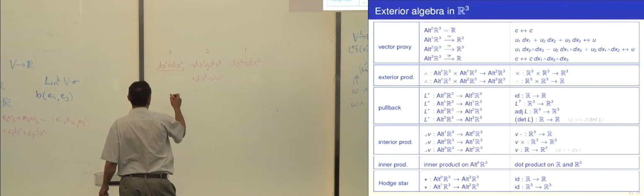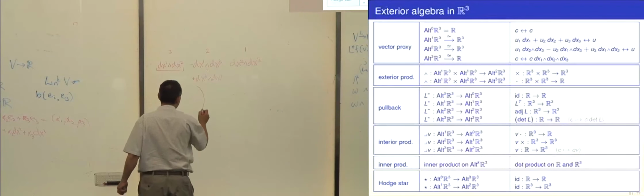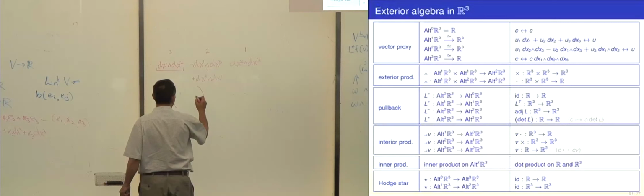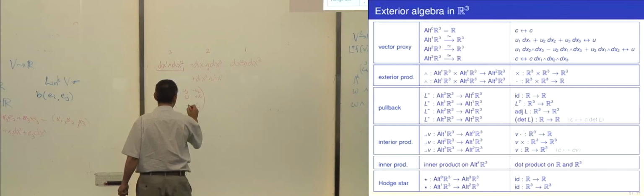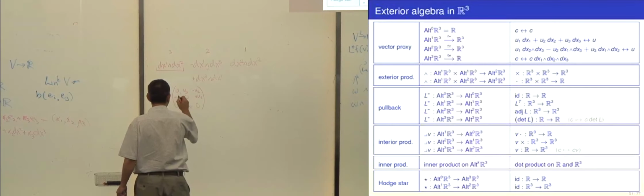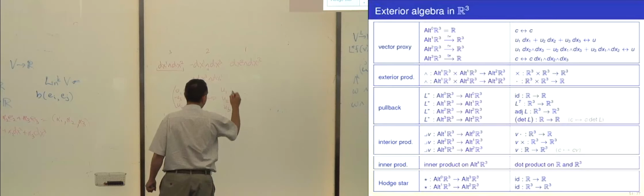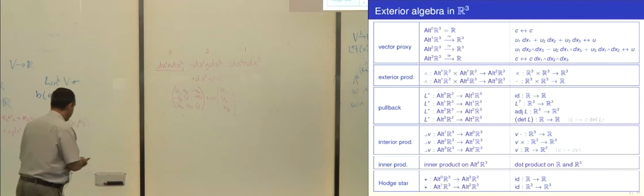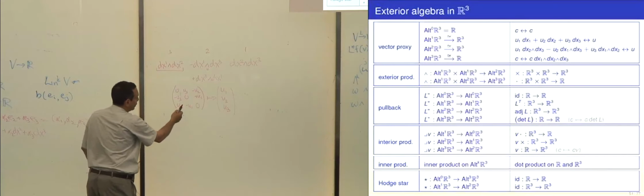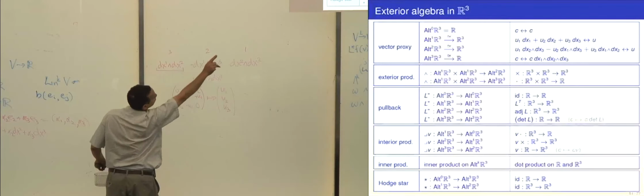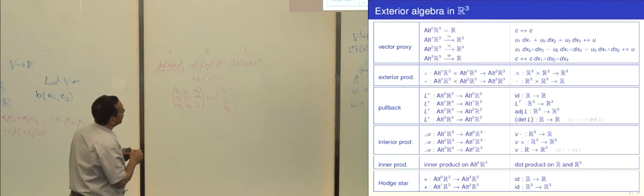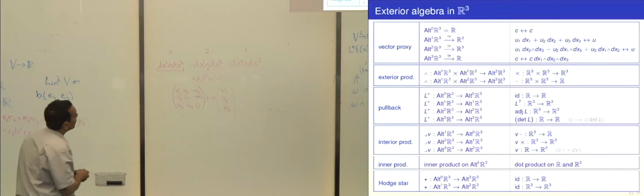Another way to think about it is a two form is a skew-symmetric matrix. Every skew-symmetric matrix could be written in the form 0, minus u3, u2, u3, 0, minus u1, minus u2, u1, 0. And we identify that with u1, u2, u3. That's the matrix way to write the operator, which is u1 dx2 dx3 minus u2 dx1 dx3, and so forth.